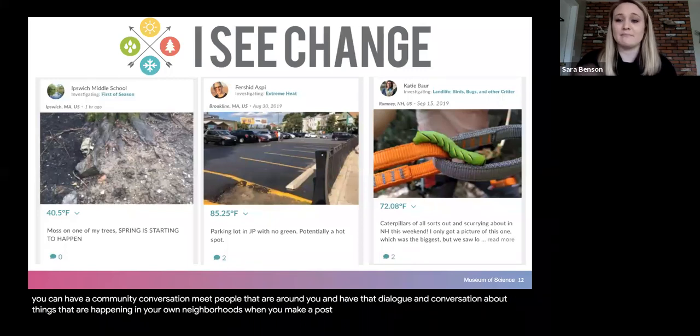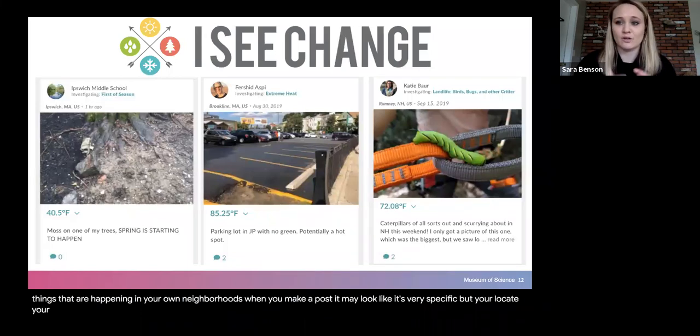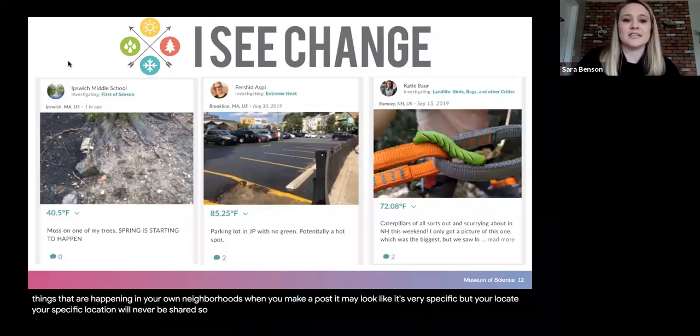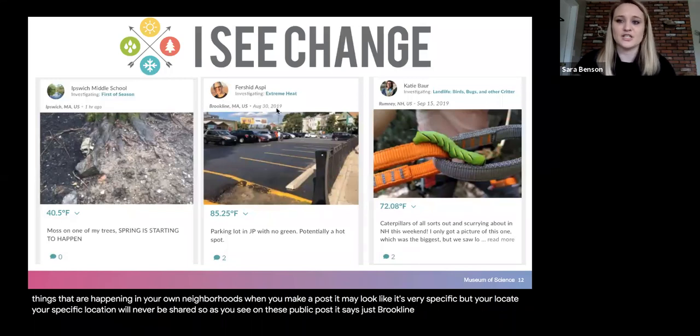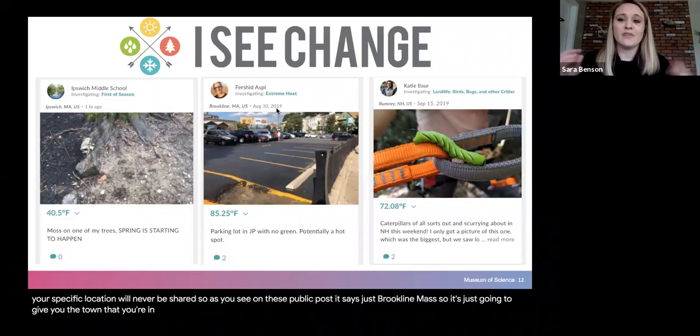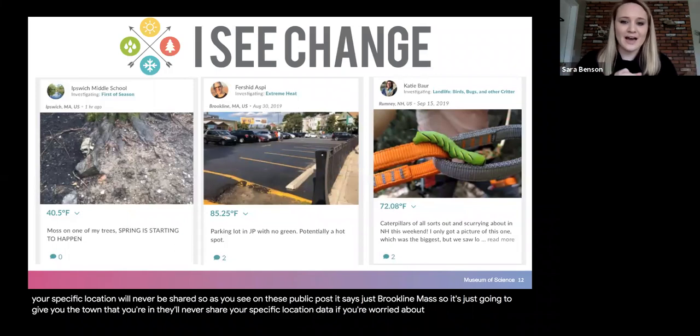When you make a post, it may look like it's very specific, but your specific location will never be shared. So as you see on these public posts, it says just Brookline, Mass. So it's just going to give you the town that you're in. They'll never share your specific location data if you're worried about that.